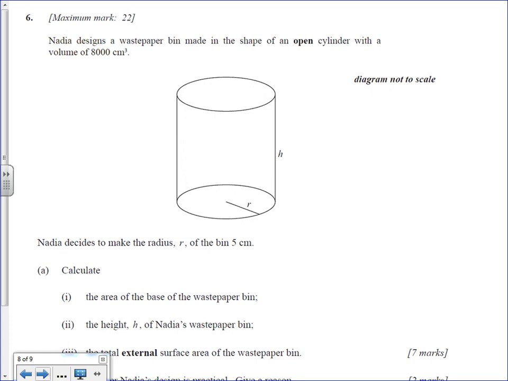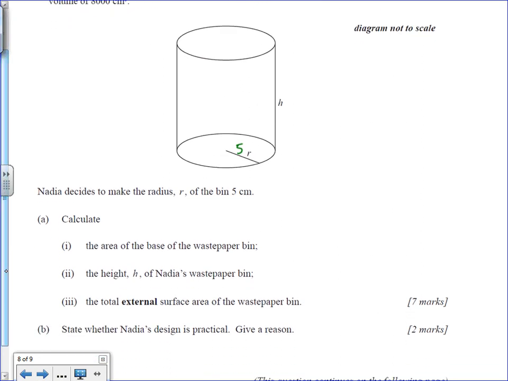Nadia designs a waste paper bin made in the shape of an open cylinder, volume of 8,000. Nadia decides to make the radius of the bin 5. Great, I can label it 5 right on the picture. Calculate A1, the area of the base of the waste paper bin. So this should be nice and easy. Area is going to be pi r squared for a circle. So area equals 5, the radius, squared, which is 25 pi, which is approximately 78.5. Units are centimeters squared.